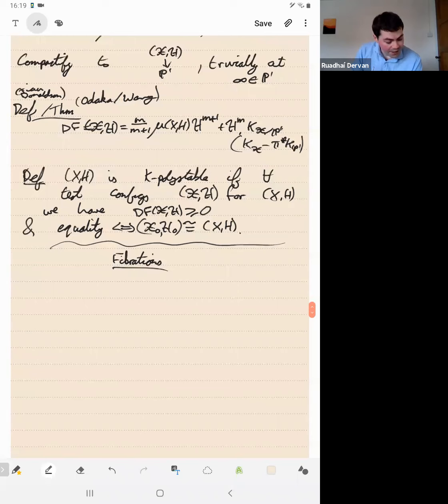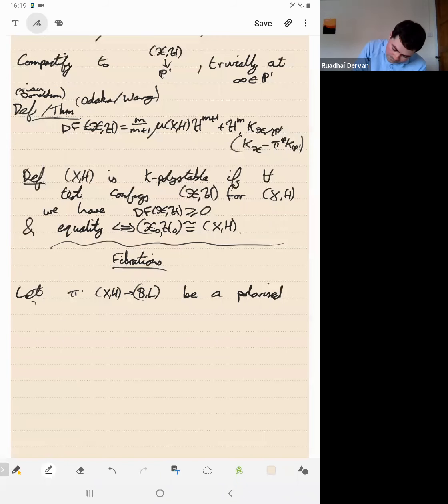What I'll consider now are what could be called polarized fibrations. This is a fibration of projective varieties where the base has an ample line bundle and the total space has now a relatively ample line bundle. I'll denote this as follows. We let pi from (X, H) to (B, L) be a polarized fibration, by which I mean the following.